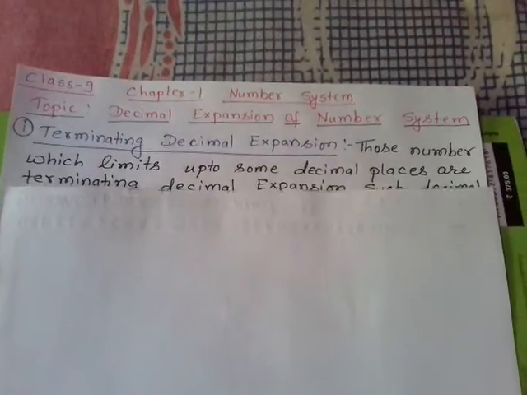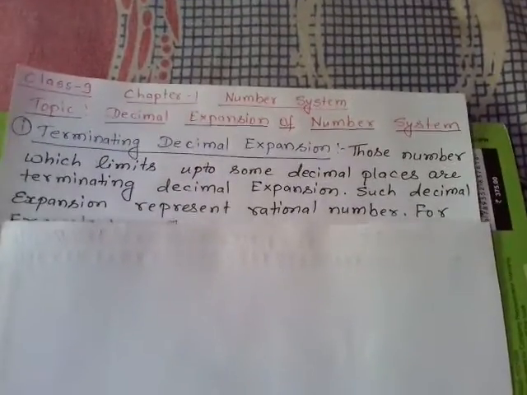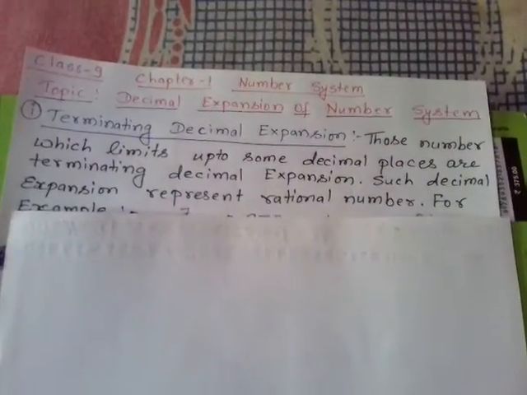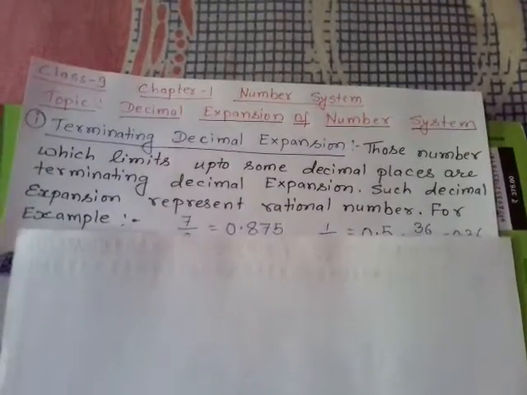So as you can see, I had kept over here a paper with the notes which I had prepared. Chapter 1, number system, decimal expansion of number system. Now terminating decimal expansion: those numbers which limit up to some decimal places are terminating decimal expansions. Such decimal expansions represent rational numbers. For example, 7 by 8, that is 0.875.